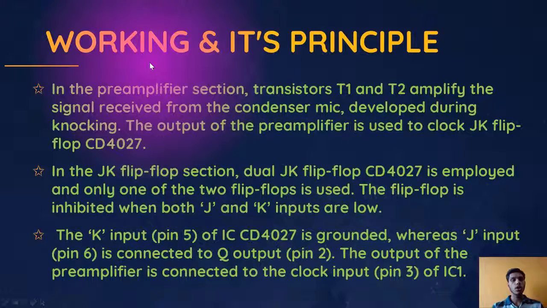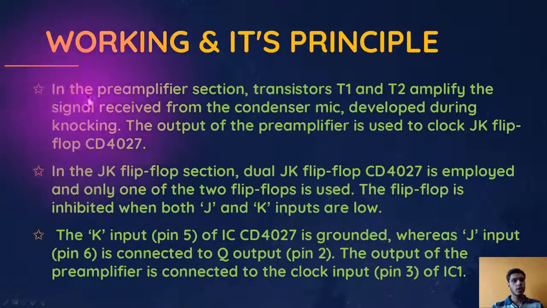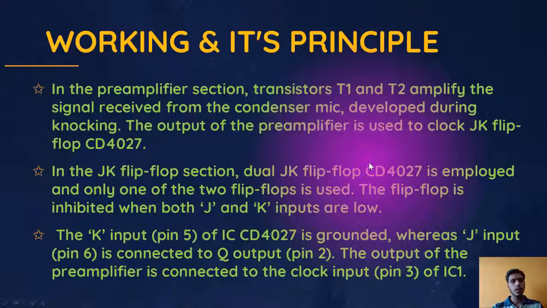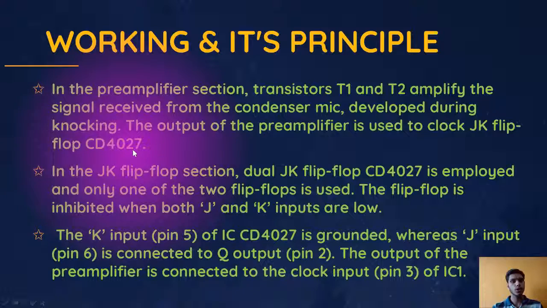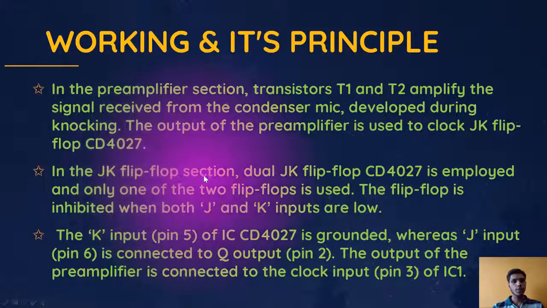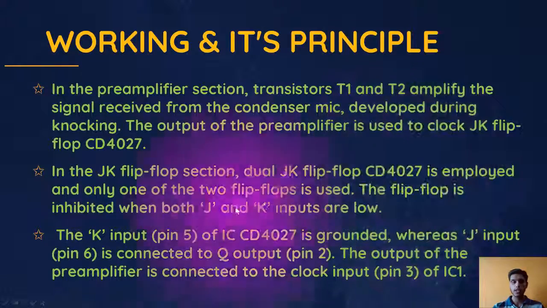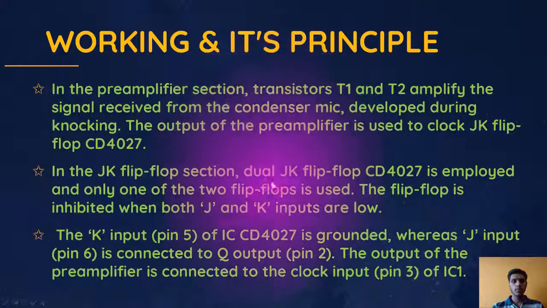Now let me discuss the working of the whole circuit and its principle in more detail. In the pre-amplifier section, transistors T1 and T2 amplify the signal received from the condenser mic developed during the knocking. The output of the pre-amplifier is used to clock the JK flip-flop, that is this IC we are using, CD4027. In the JK flip-flop section, the dual JK flip-flop CD4027 is employed, and only one of the two flip-flops is used. So in my circuit, there are actually two flip-flops, but we are using only one of them.